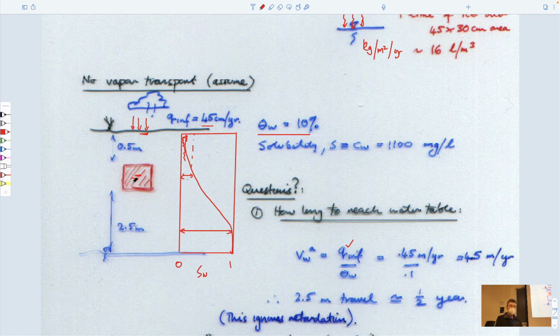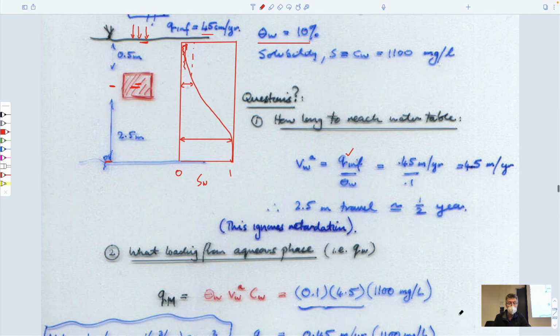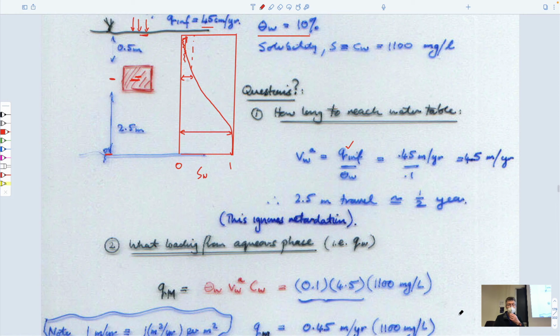And so if we want to get from this location, which is 2.5 meters above the water table, to the water table, it's going to travel 4.5 meters in a year, so it's going to travel 2.5 meters in about half a year. And so we can calculate exactly what that magnitude is. This assumes no retardation. If you thought it was being retarded, then I guess the travel time would be increased by that factor.